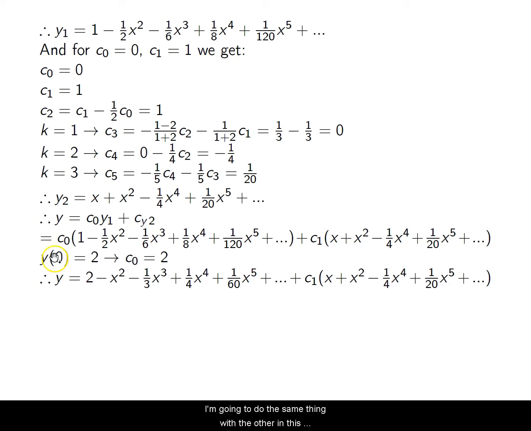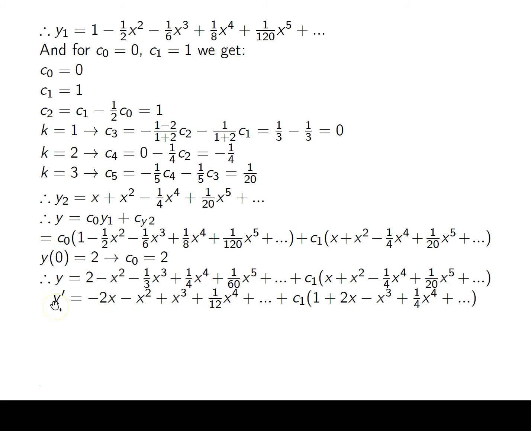Right? So I'm going to do the same thing with the other initial condition, which is y prime of 0 equals negative 1. Okay, but before that, obviously, I need to find the derivative. So I differentiate all of these terms that I have so far. Okay, so this 2 goes away. This turns into negative 2x. These cancel, and I have just minus x squared. This turns into just an x cubed. This is 1/12 x to the fourth, and whatever else would be there.